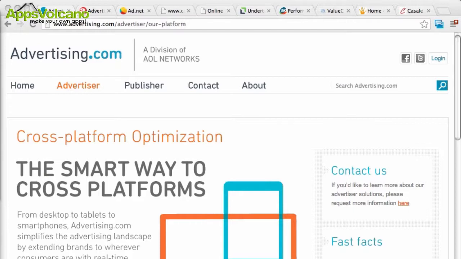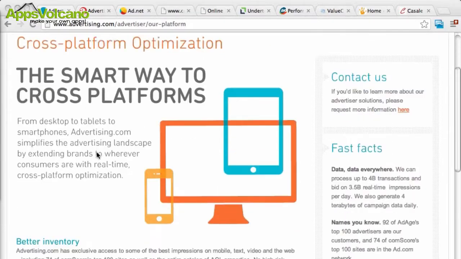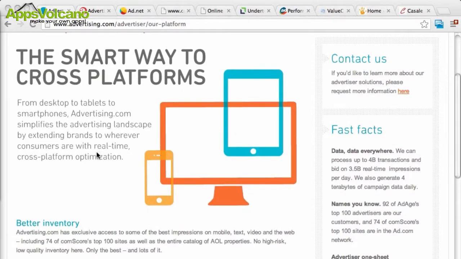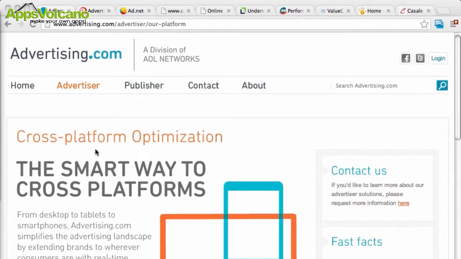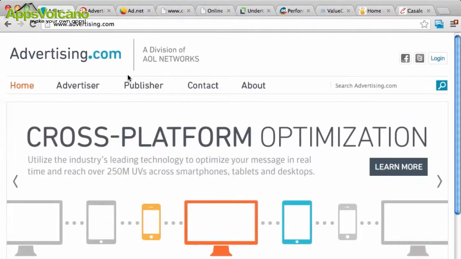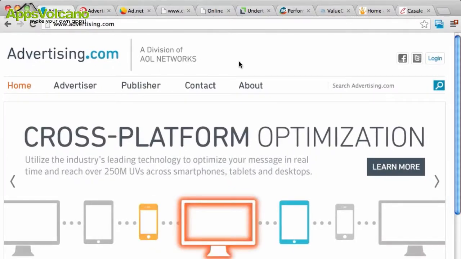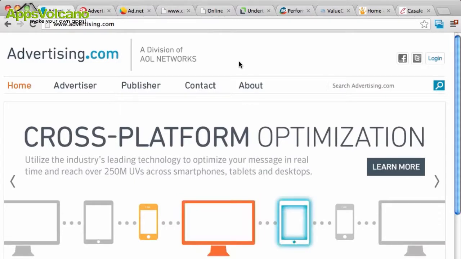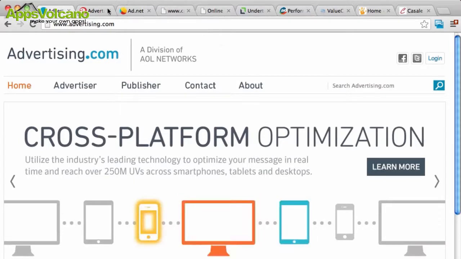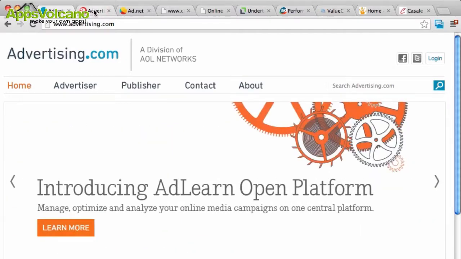Just over on the right, they generate 4 terabytes of campaign data. Most of the big advertisers use Advertising.com. I mean, most of the big advertisers out there in general are going to use Advertising.com. They go across all platforms. It's not just website, it's mobile, it's tablets. It's pretty much everywhere. So Advertising.com is going to be a real big player.